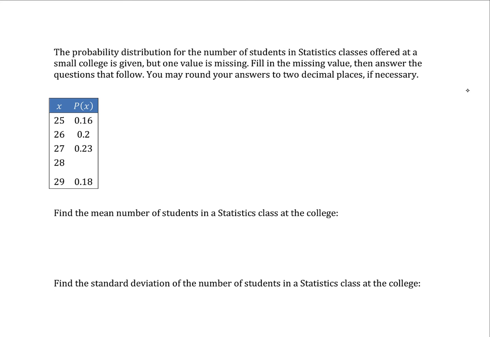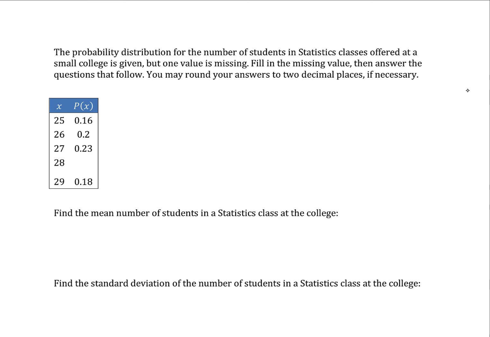The probability distribution for the number of students in statistics classes offered at a small college is given, but one value is missing. Fill in the missing value, then answer the questions that follow. You may round your answers to 2 decimal places if necessary. So first, let's find the missing probability.